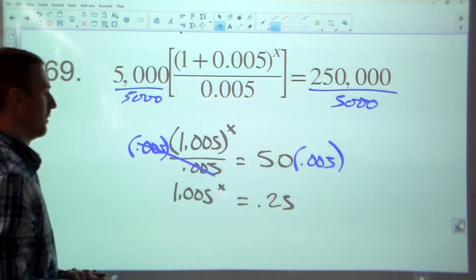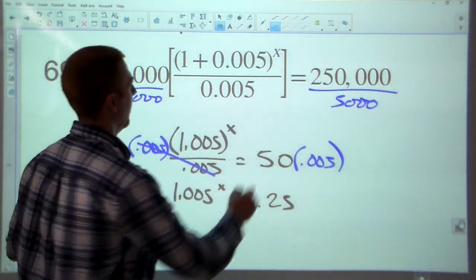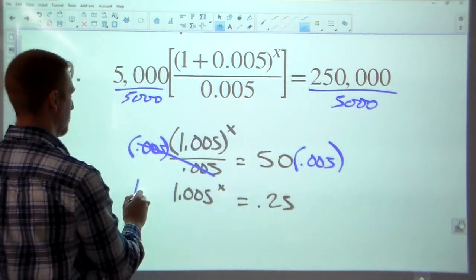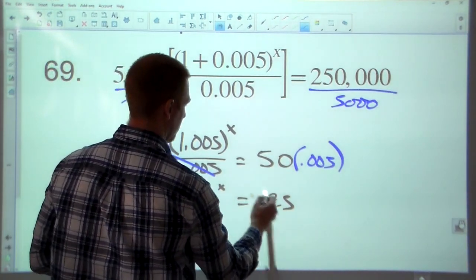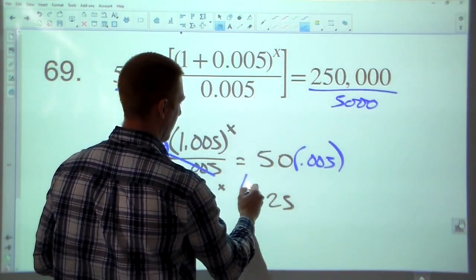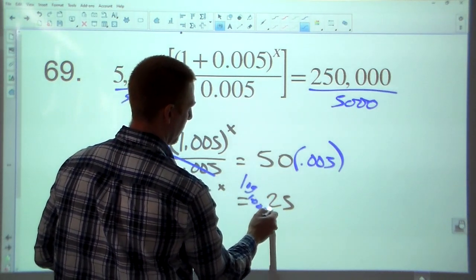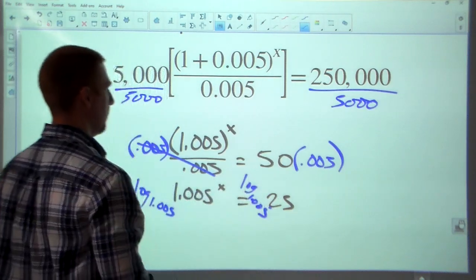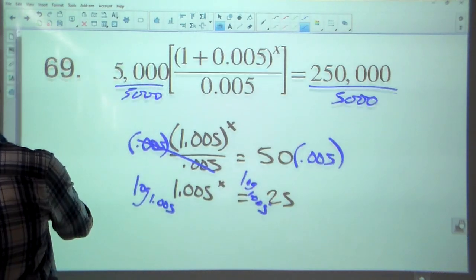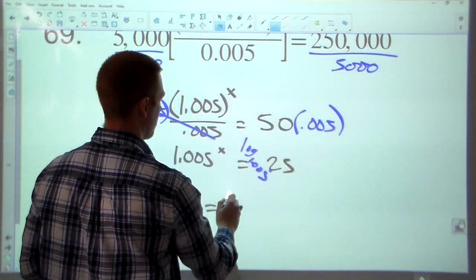Really the same trick we just used on the last problem. Take the log of this base to get x by itself. And we'll do it on both sides. So log base 1.005, and do it on both sides. That's probably not looking good, but anyway, that's the idea. Take log base 1.005 of 0.25, and that'll give you your answer. And I'm fine for now, just leaving it that way.